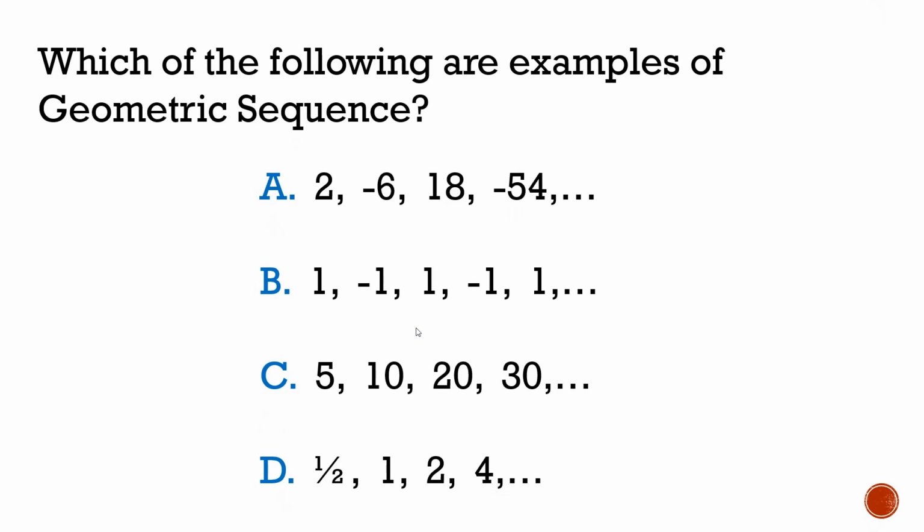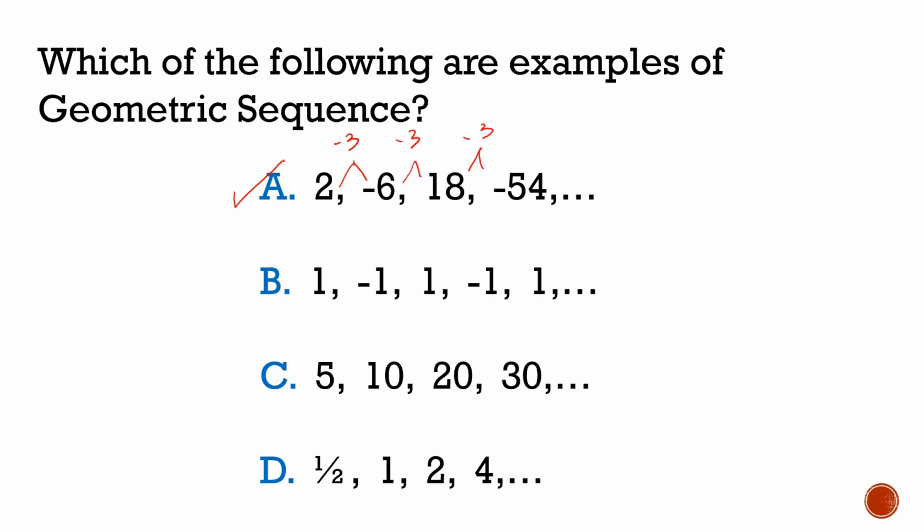Now, which of the following are examples of geometric sequence? To find r, we divide any two succeeding terms. Negative 6 divided by 2 is equal to negative 3. 18 divided by negative 6 is equal to negative 3. Negative 54 divided by 18 is also equal to negative 3. As you can see, we have what we call a common ratio. So we will consider letter A as our geometric sequence.